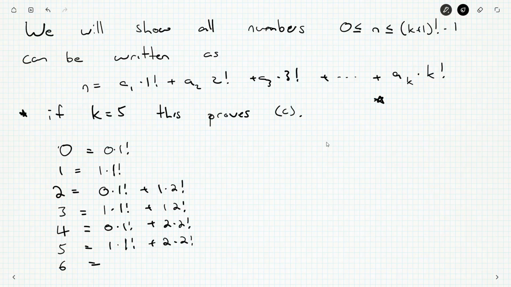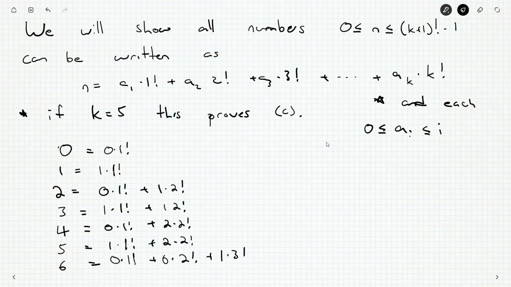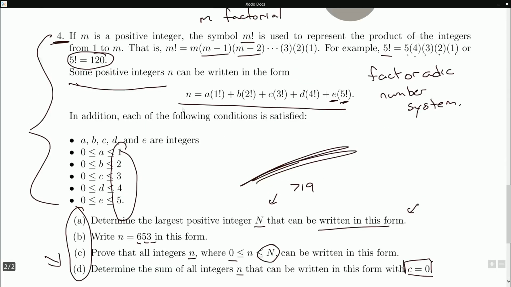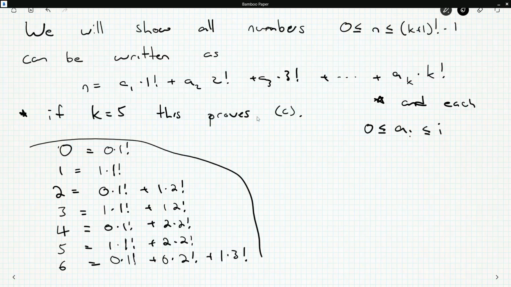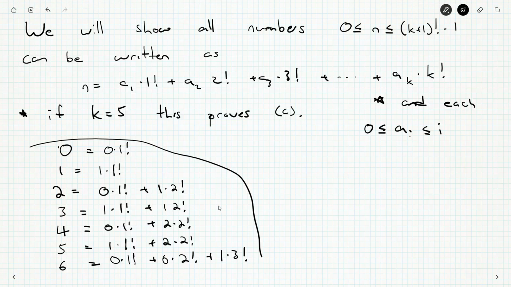Oh, I also need to have up here, and each ai has to be between 0 and i. There we go. We get 0, 1 factorials, 0, 2 factorials, and 1, 3 factorial. And so this down here is a very natural way to sort of investigate what's actually going on with these n's. How can I actually write all these n's out? So we start making a list and we start noticing patterns.